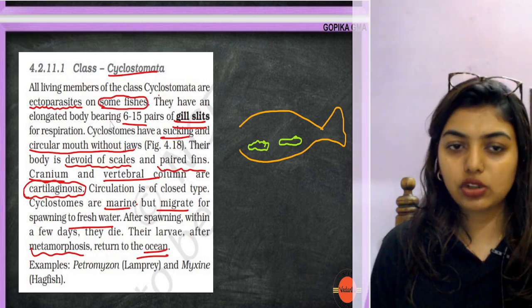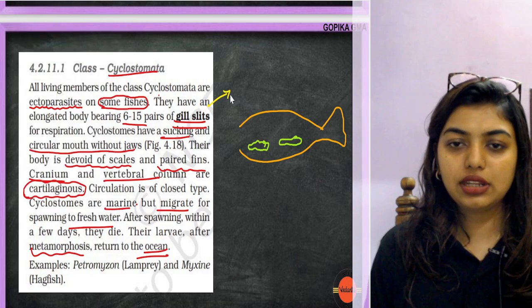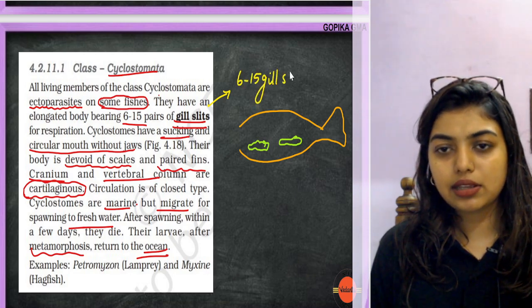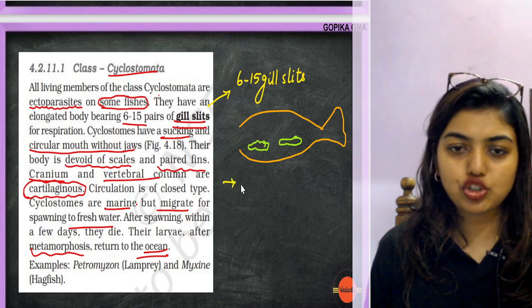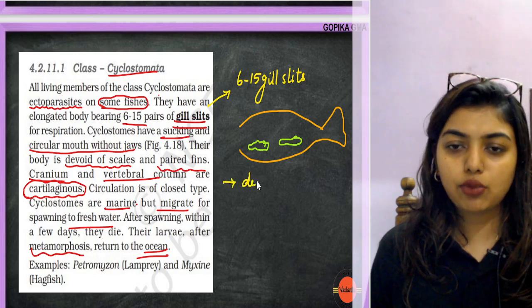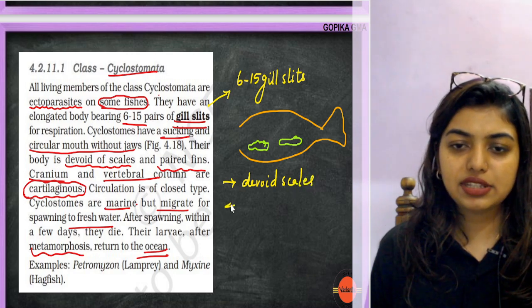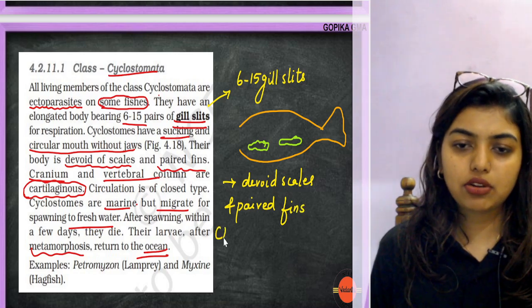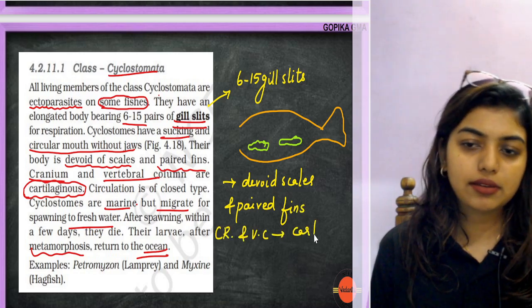So what are the things about them? They have an elongated body bearing 6 to 15 gill slits. Okay, 6 to 15 gill slits they have. Next, what do they have, students? They have a mouth without jaws. Then they are devoid of scales. They have no scales, and paired fins they have. Cranium and vertebral column are cartilaginous.